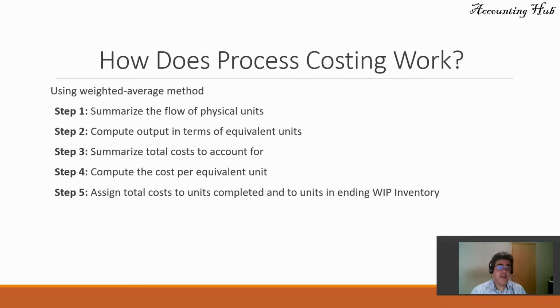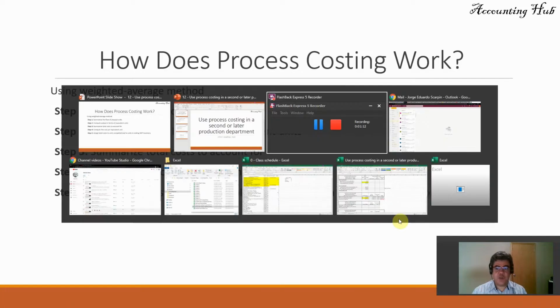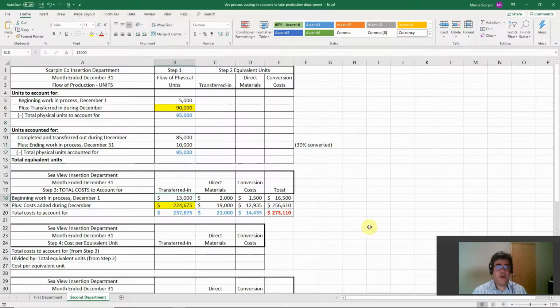Step one, summarize the flow of physical units. Step two, compute output in terms of equivalent units. Step three, summarize total cost to account for. Step four, compute the cost per equivalent unit. Step five, assign total cost to units completed and to units in ending work in process inventory. And let's go to our Excel file.